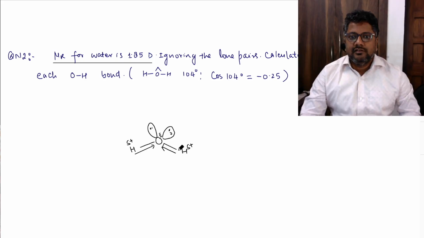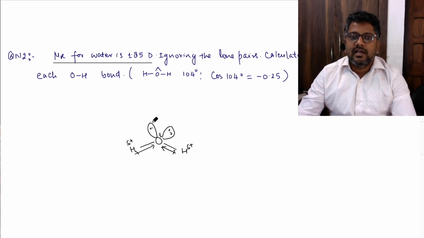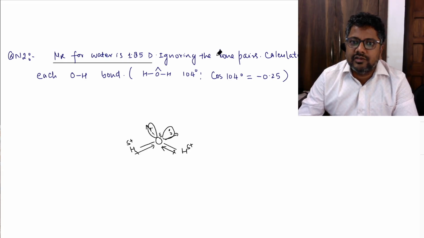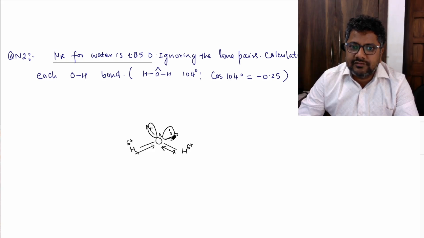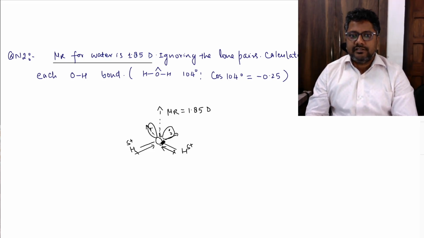Right? From less electronegative to more electronegative. And the lone pairs, the direction of the lone pairs is like this. But here I am not going to consider the lone pair dipole direction. So what should be the resultant of these two? Definitely the resultant of these two you will get like this, right? And this is given. So mu r is given here, 1.85 Debye, right? Of these two bonds.